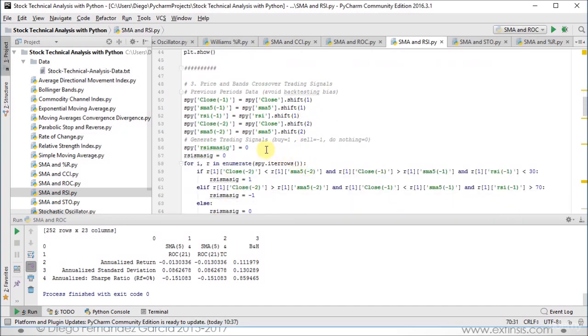Then we generate our trading signals. Buy equals 1, sell minus 1, do nothing equals 0. For this, we create the corresponding column where we're going to store them, which is RSI, SMA, SIG, and initially it's going to be all of it 0, which is do nothing, but we'll modify it.